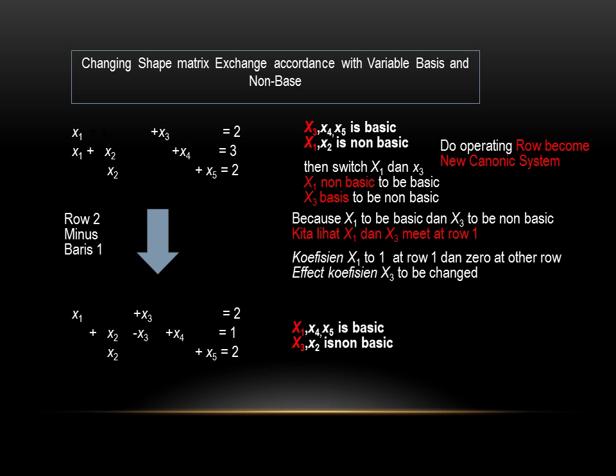From the equations x1 plus x3 equal to 2, x1 plus x2 plus x4 equal to 3, x2 plus x5 equal to 2, we subtract the rows. So the first equation is x1 plus x3 equal to 2. In the second equation, the x1 is missing, and it becomes x2 minus x3 plus x4 equal to 1, and x2 plus x5 equal to 2. So x1, x4, x5 are basic, and x3 and x2 are non-basic.